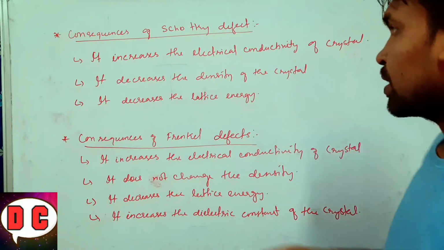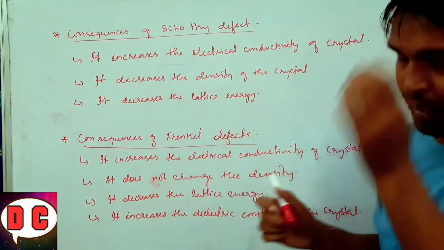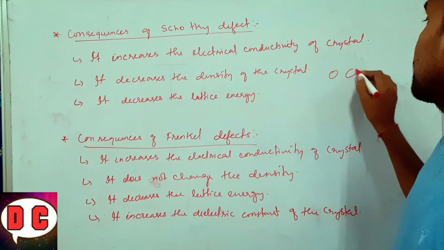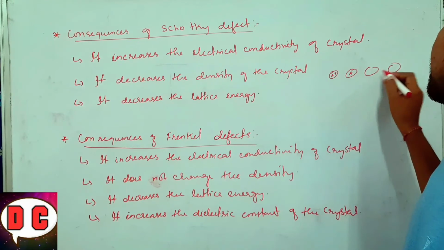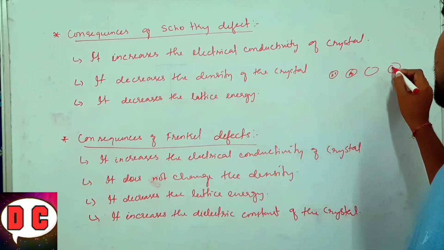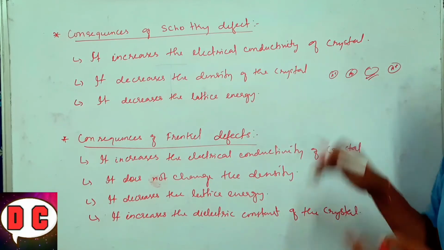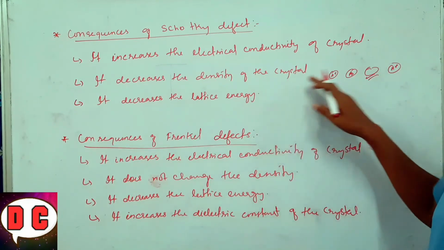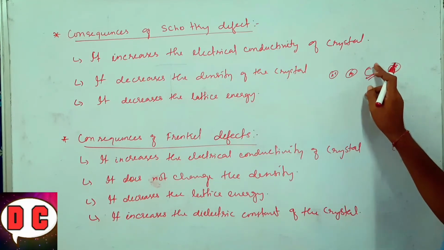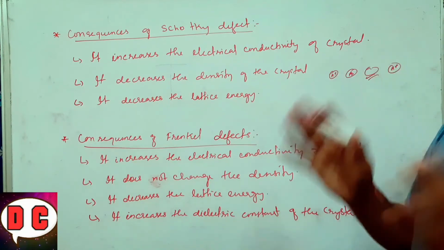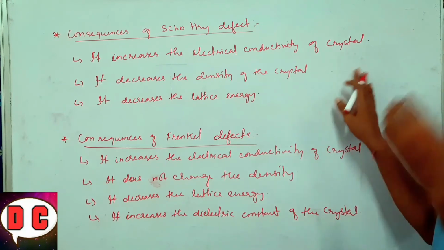Okay. Next is what? It decreases the density of the crystal, as we have already seen that the ions are missing from their lattice site, right? So just imagine here the ions will be missing. This one ion is missing, then definitely the weight of this will not be there. So definitely what will happen? Density will decrease, because in Schottky defect there is an absence of ions from their lattice site. So if the ions are missing, then definitely the density will decrease.